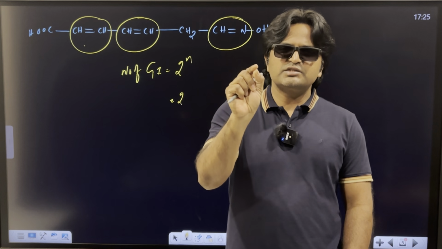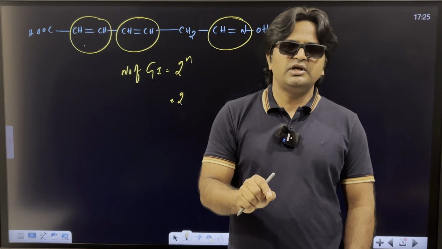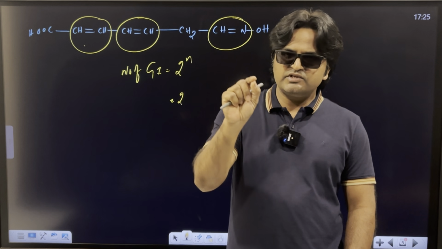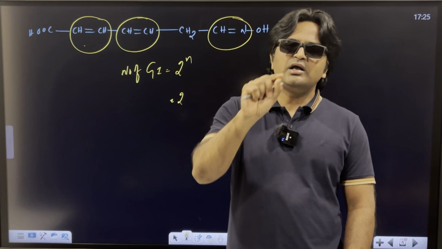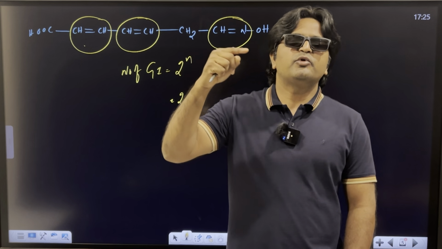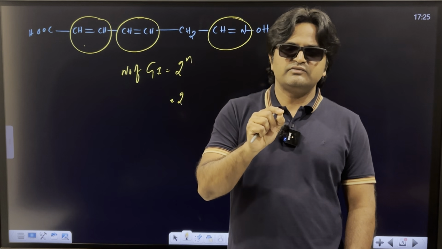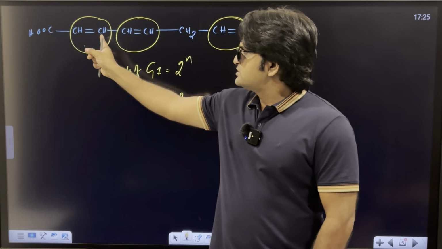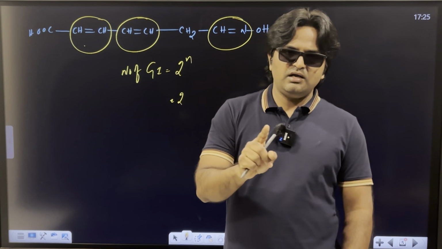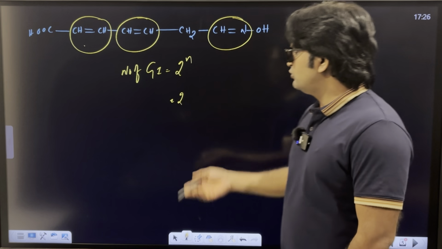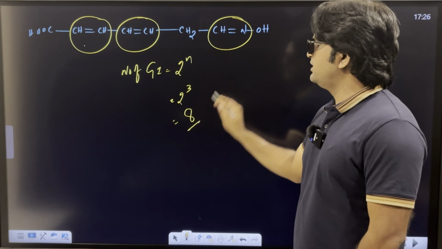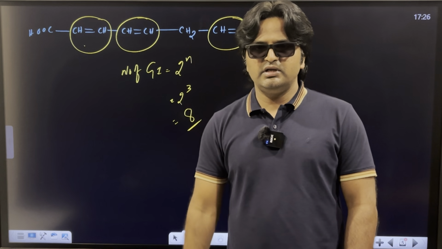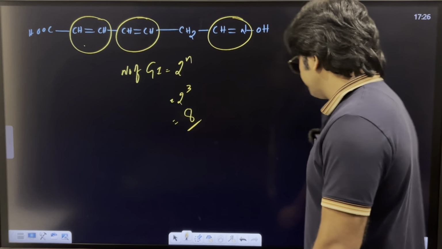That double bond is responsible for geometrical isomerism. Clear? So that is responsible for geometrical isomerism. That's why, with the help of that double bond, you can produce geometrical isomers. That's why what we are taking is a stereogenic center or stereogenic area. Totally we have 3, so 2 to the power 3. Total how many geometrical isomers? 8 geometrical isomers. Clear? Okay.